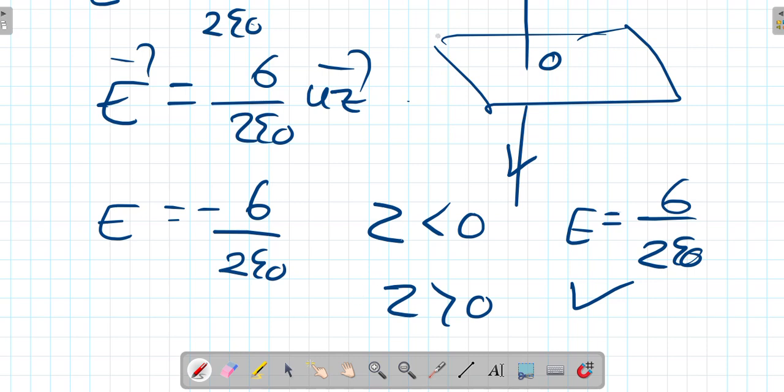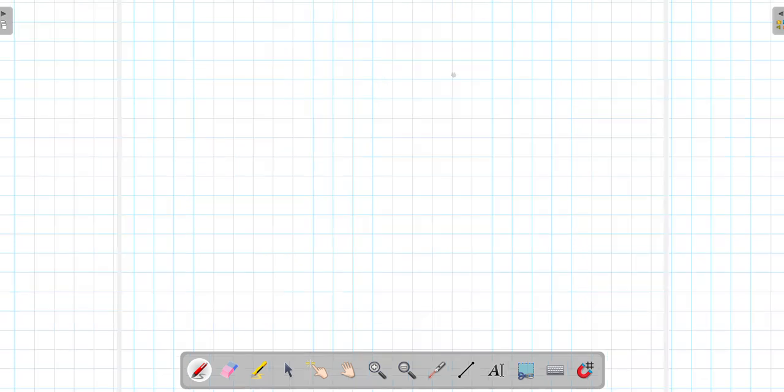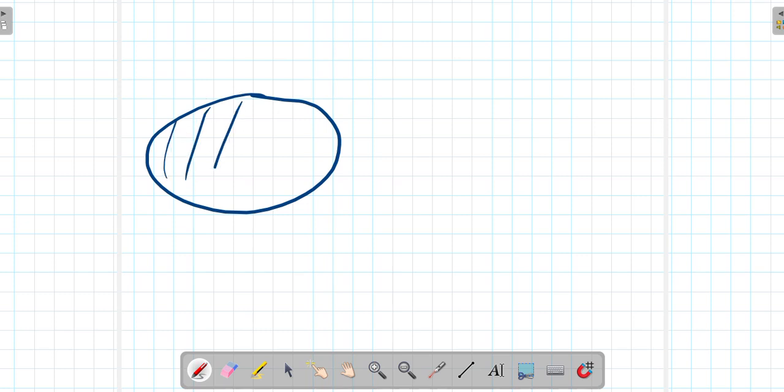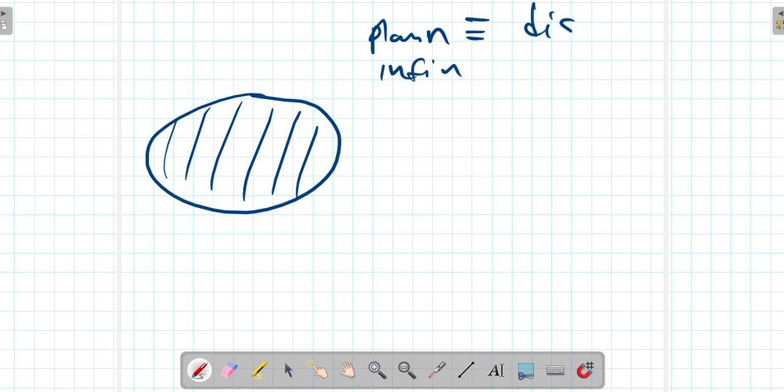So now, this is a method of calculating the electrostatic field using the theorem of Gauss for an infinite plane. Now we're going to demonstrate using the same formula, but we're now going to calculate for the disk. In the introduction I said an infinite plane is equivalent to a disk where the radius approaches infinity.